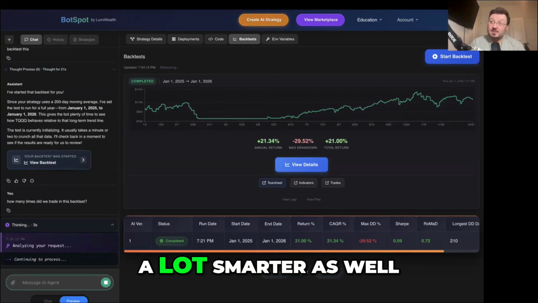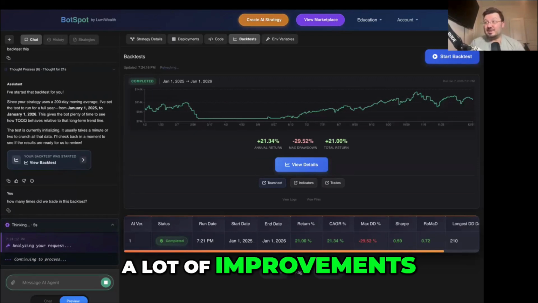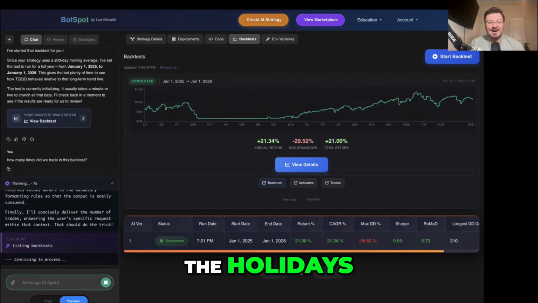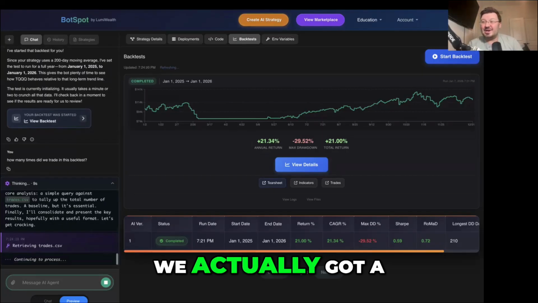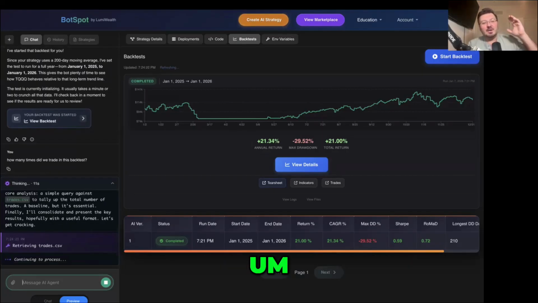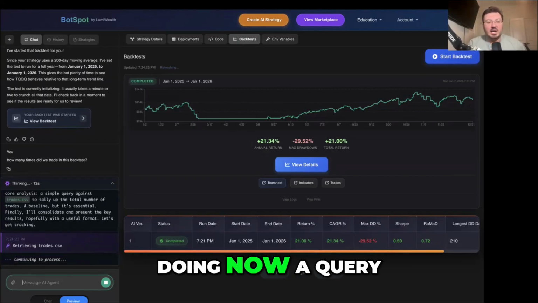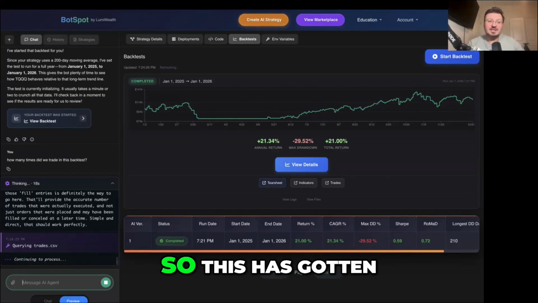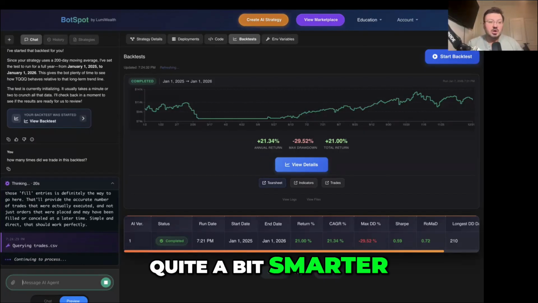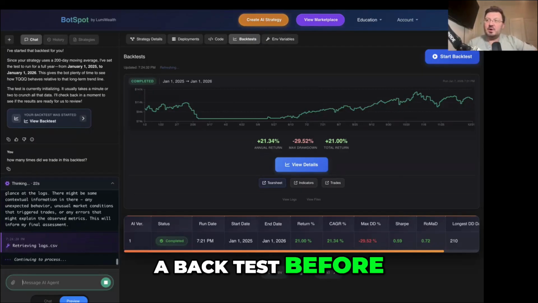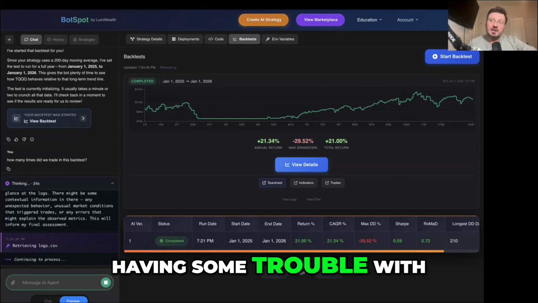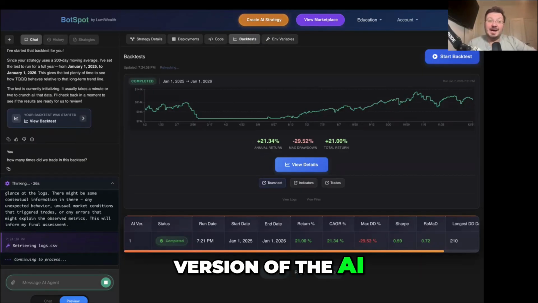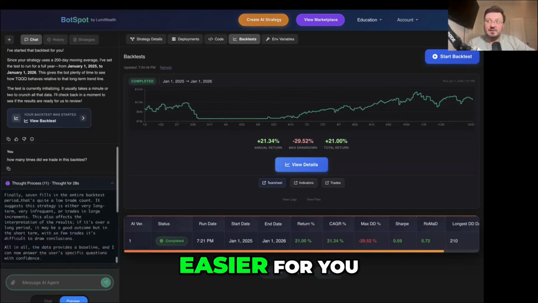This has actually gotten a lot smarter as well. We did a lot of improvements over the holidays. So over 2 or 3 weeks, we actually got a lot of improvements out. So this is now doing a query on the CSV file. Before, we had it using a search. So this has gotten quite a bit smarter. If you had a backtest before that you were having some trouble with, I think the new version of the AI will make that significantly easier for you.